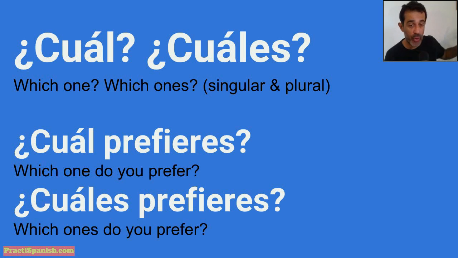For example, I'm showing you a lot of apples, and I ask you, which one do you prefer? Which one do you want? Okay, so I don't need to say apple again. I don't need to say ¿cuál manzana? That would be not so correct. We say just ¿cuál prefieres? And in plural, if you have the right to choose 2 apples, not only one, I will say the same. I will say, ¿cuáles prefieres? Okay, which ones do you prefer? Or which apples do you prefer?